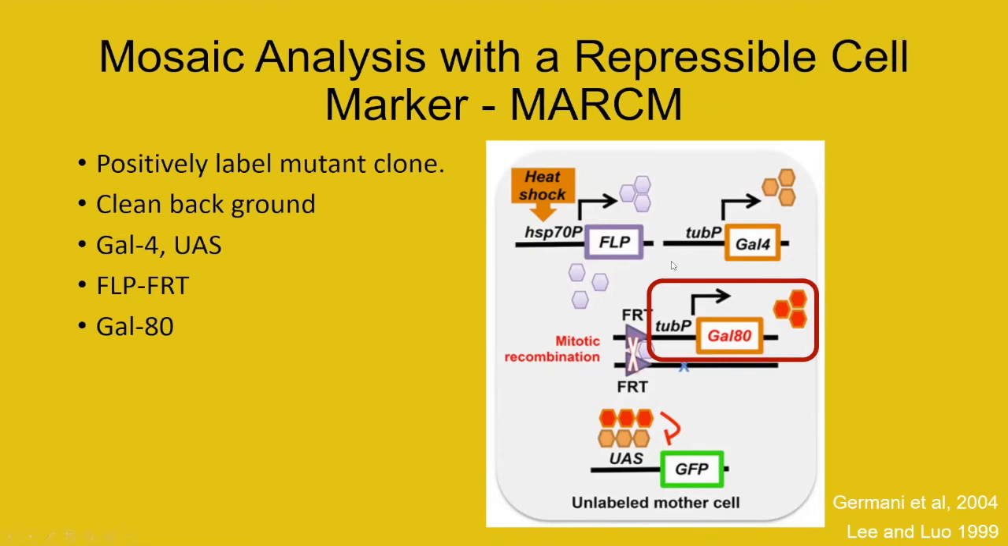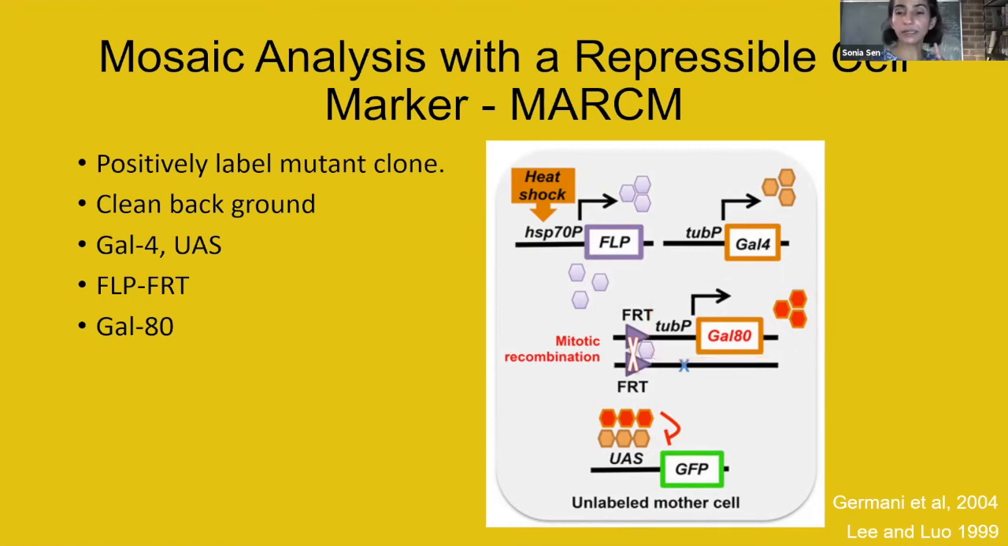So now there's tubulin, the same generic promoter driving GAL80. So now what's going to happen? What we had earlier inferred was that the tubulin GAL4 will drive UAS GFP, so every single cell should be GFP positive. It won't, because there's tubulin GAL80 there, right? But now I want you to pay attention to the third element, which is the FRT sites.